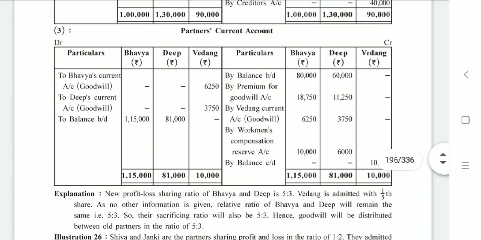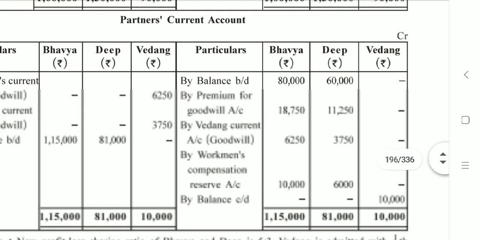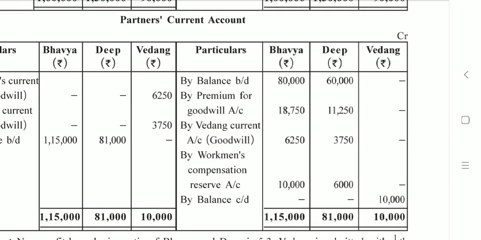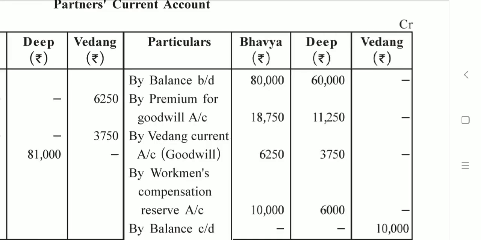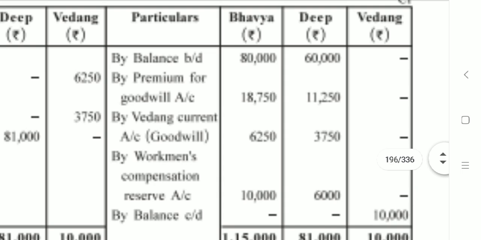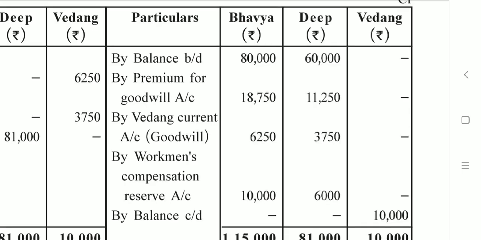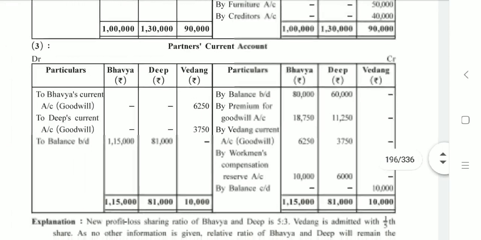So let us check the posting quickly. Yes, यहाँ पे हमने opening balance सबसे पहले लिख दिया था. Then the second journal entry 30,000. See, by premium for goodwill account 30,000 has been distributed in sacrificing ratio, which is 18,750 and 11,250.